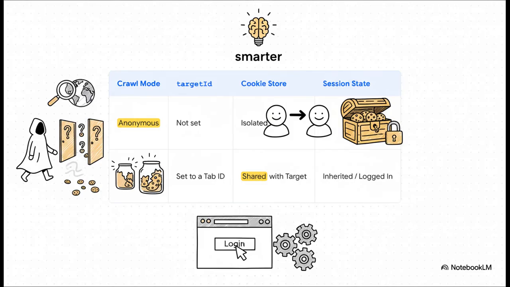And it gets even smarter. The crawler has two totally distinct modes. In anonymous mode, it acts like a brand new user. No cookies, no history, perfect for exploring a public website from a fresh perspective. But, and this is so cool, if you give it a specific tab ID, it shares the cookies from that tab. This lets it explore the site with the exact same session as you, seeing the web as if it were logged into your account.